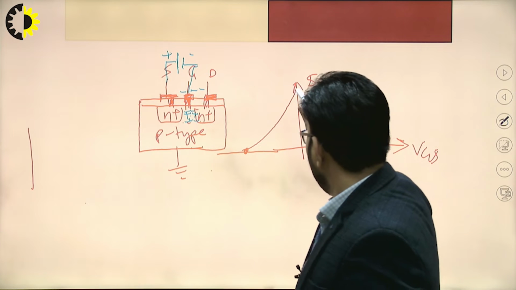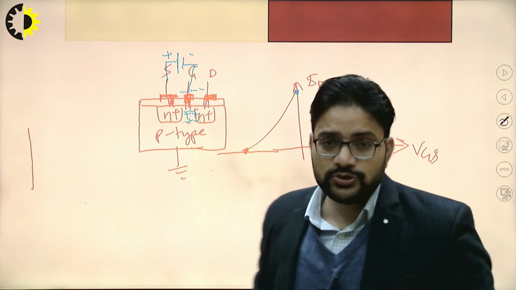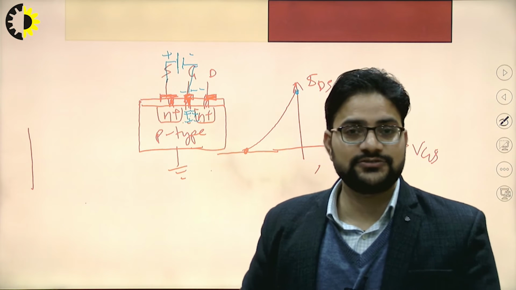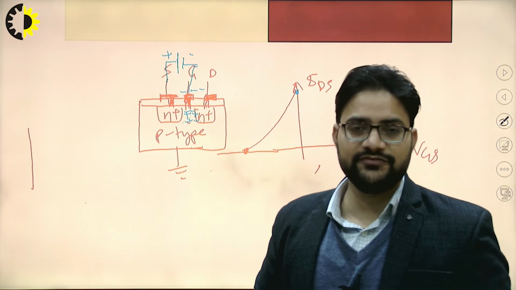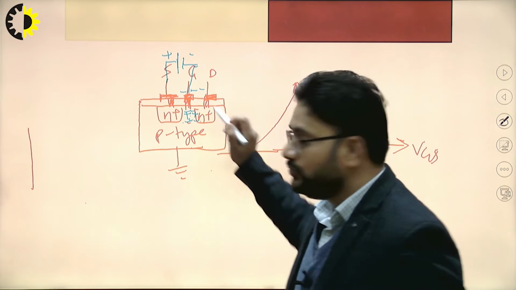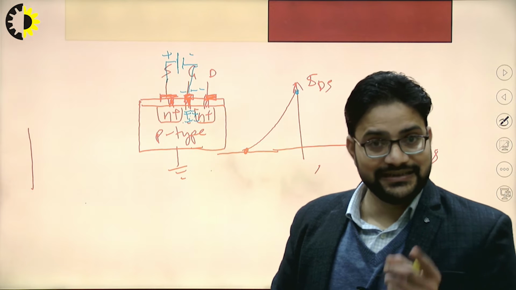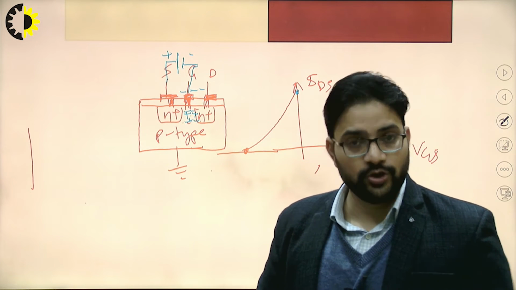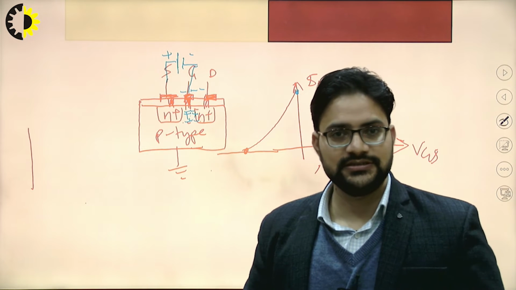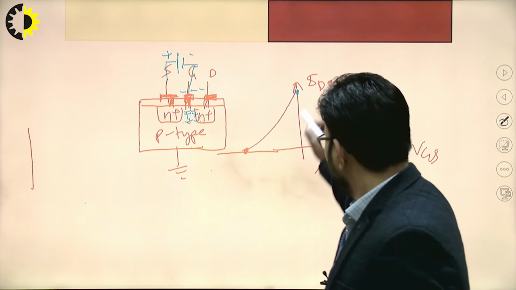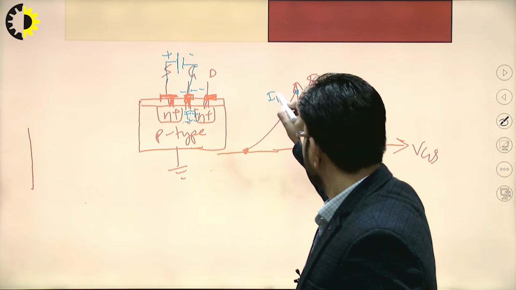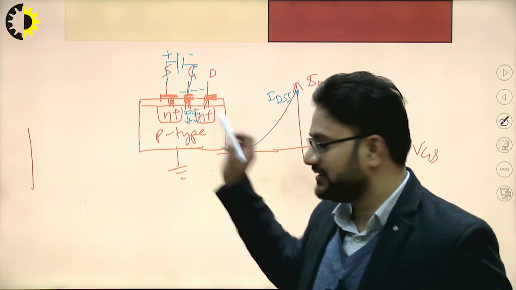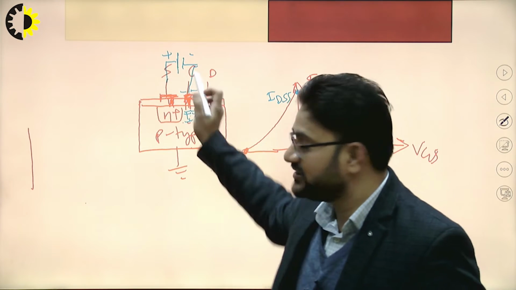Now whenever the gate to source voltage is 0, the maximum current will pass through the channel, and it will be equal to IDSS, that is, the drain to source saturation current. Also it is called the drain to source short current, right? So this point is IDSS, the maximum drain current that passes through the channel whenever the gate to source voltage is 0.